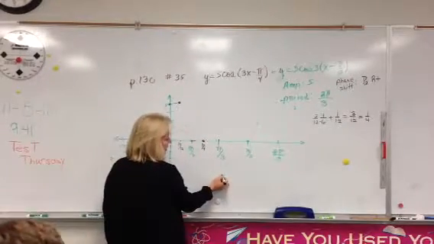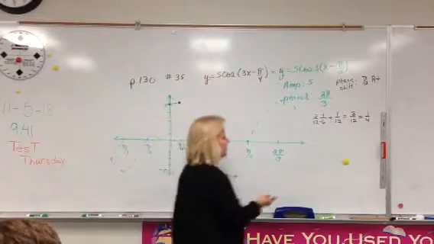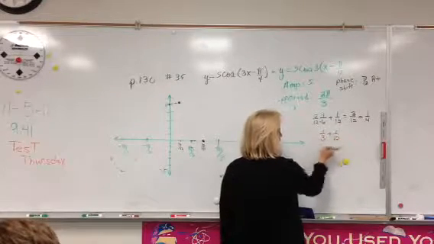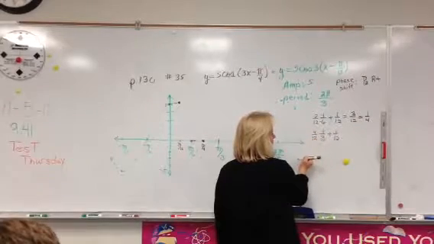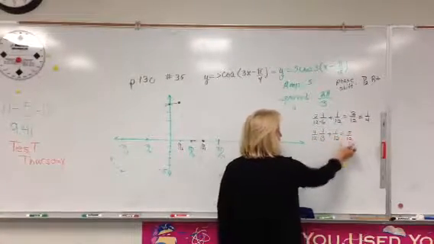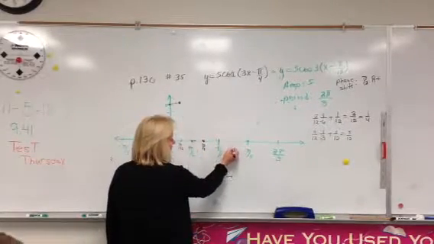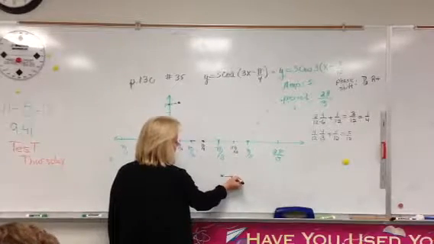This point right here is going to go this way. 1/3 plus 1/12. Well, 1/3 is 4/12, plus 1/12 is 5/12. So 5/12 pi. 5 pi over 12. It's going to go there.